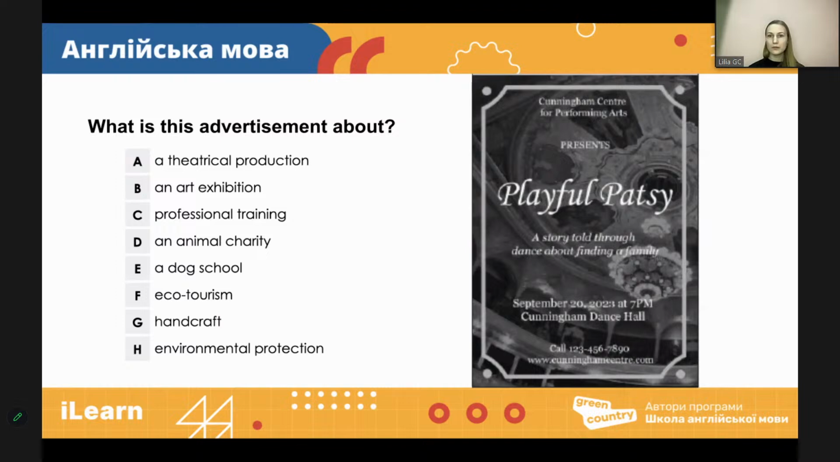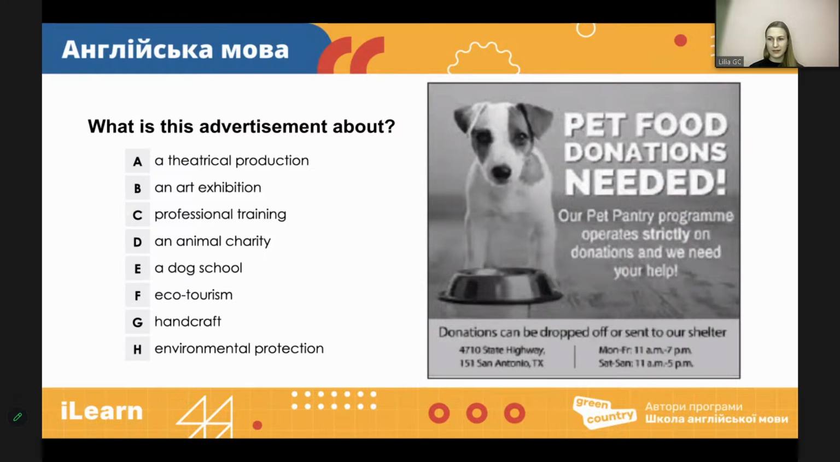All right, so here, the next picture shouldn't be that hard. Please try to identify the correct option. Environmental protection, it's like захист навколишнього середовища. We're gonna have that topic later on, so I'll give you all the necessary vocabulary. All right, even looking at the picture, I would assume that it's A, theatrical production. Yeah. And some keywords to help us with that is like performing arts, a story through dance. Right. And the last picture here, again, your options.